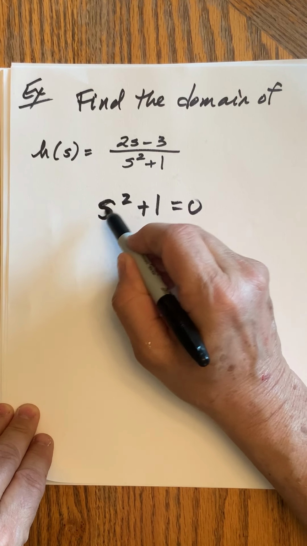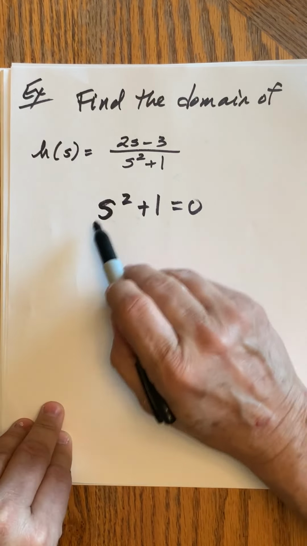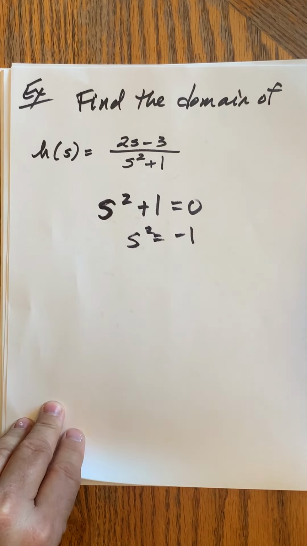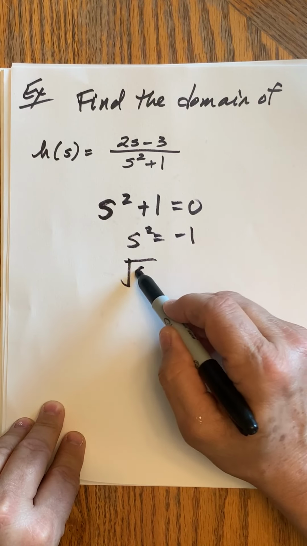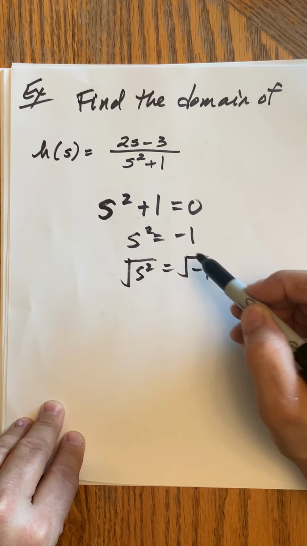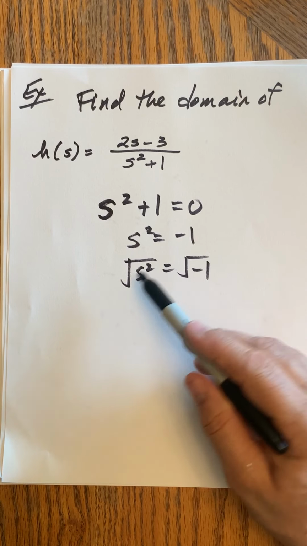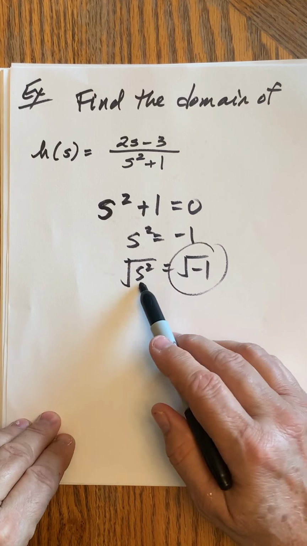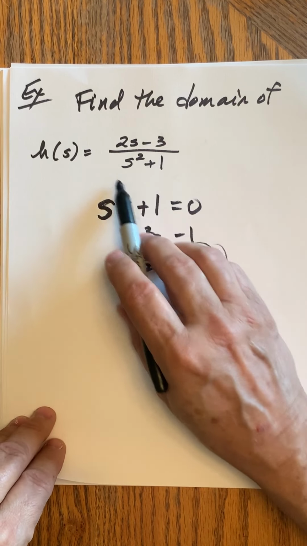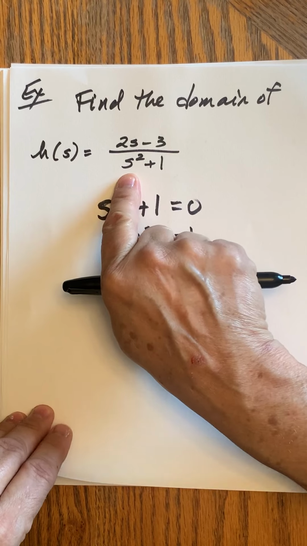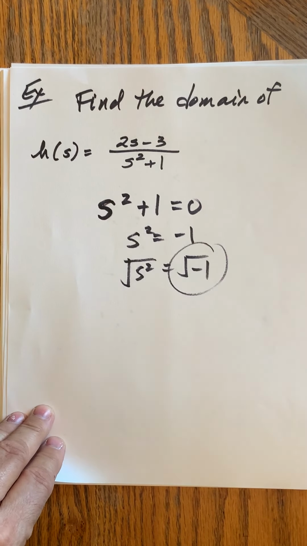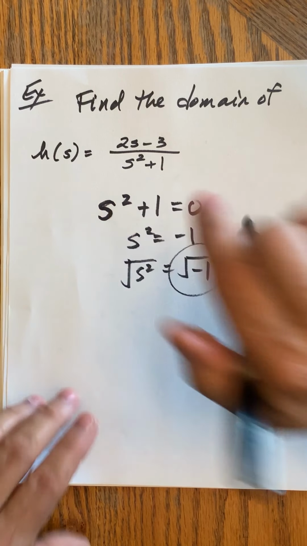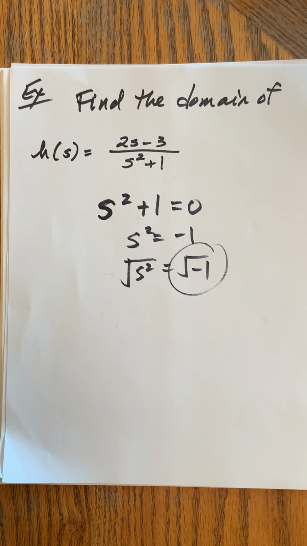So s squared, that's not a 5, it's an s. s squared plus 1 equals 0. So then s squared would be negative 1. But oops, remember, I'm going to take the square root of s squared. I can't take an even root of a negative number right here, right? I can't do it. So what's happening is there is no s for which this denominator is 0. Why? Because no matter what you put in here for s, once you square it, it becomes positive. And a positive number added with 1 will still be positive, so it'll never be 0.